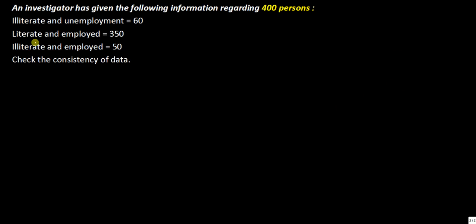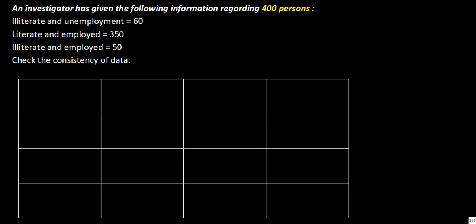For example, if literate is equal to A then alpha is equal to illiterate. Employed equal to B then beta is equal to unemployed. Let me prepare a table. So our table is ready for calculation. First write down A, alpha, B, beta and total.